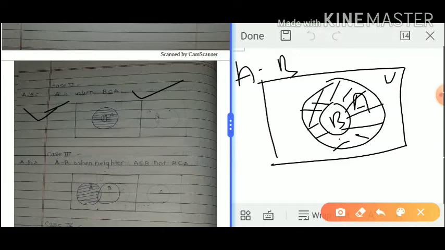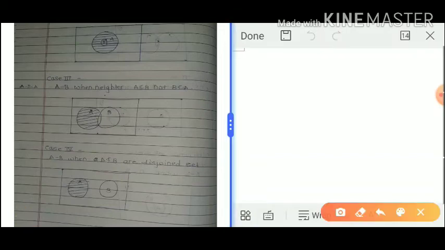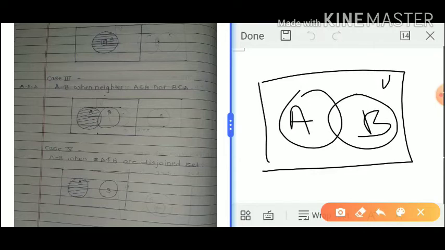Next, case third: A minus B when neither A is a subset of B nor B is a subset of A, and the sets are not disjoint. There is no statement mentioned here that the two sets are disjoint, so these two sets are not disjoint. So draw a diagram for the given sets. This is A, this is B. A minus B means all the elements of A but not in B.